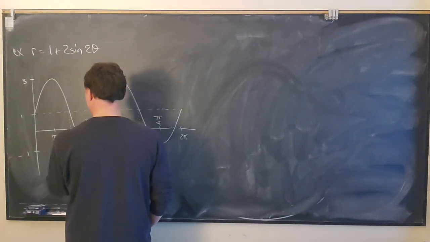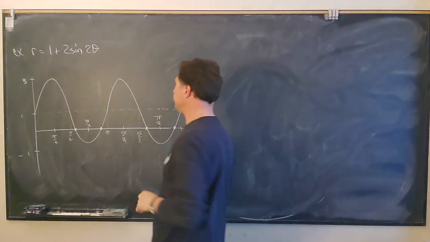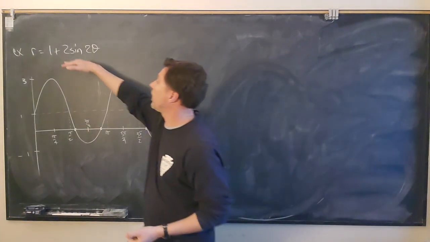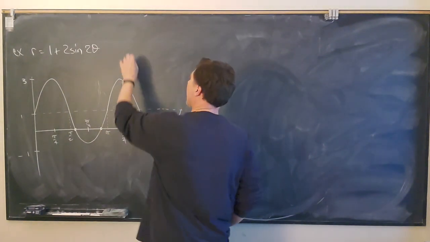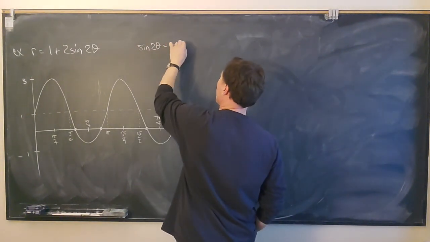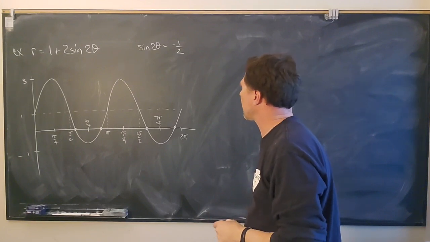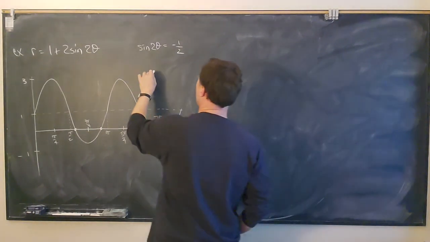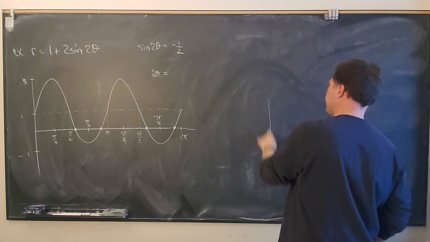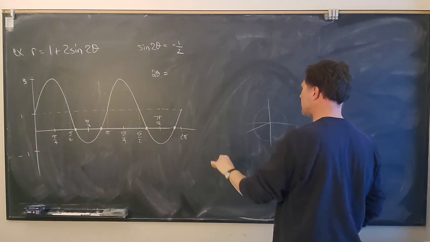Okay, I want to mark those spots, but I also want to mark the spots where it crosses the actual theta axis. So there, there, and there. So let's see how you'd figure this out. Well, this is going to correspond to when r equals 0. And so what we would have is sine 2 theta equal to negative 1/2. So where's sine 2 theta equal to negative 1/2? Well, 2 theta would have to be, let's see, the first time would be at 7 pi over 6.